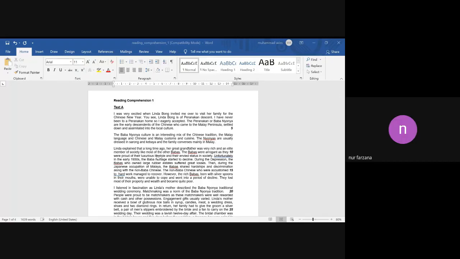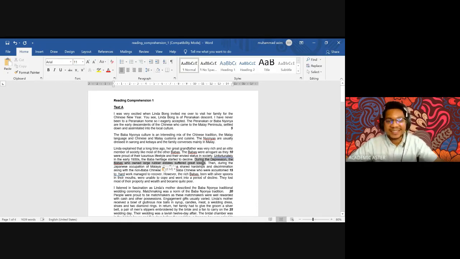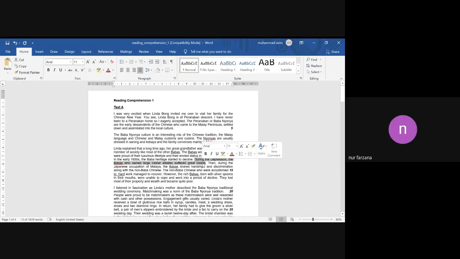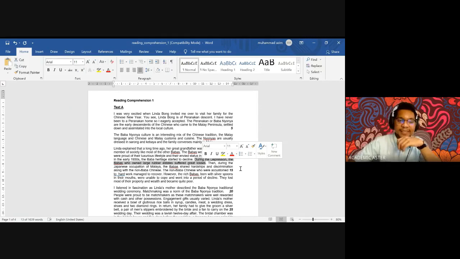During the depression, the Babas were on large travel that suffer great loss. Okay, tak tu. Sekejap, I'm confused. Alright. During the Japanese occupation of Malaya, the Babas share hardships and discrimination along with the non-Baba Chinese. All right, okay, good.